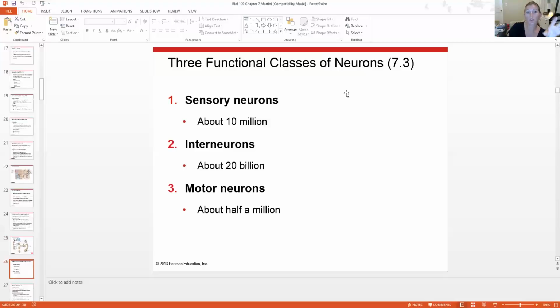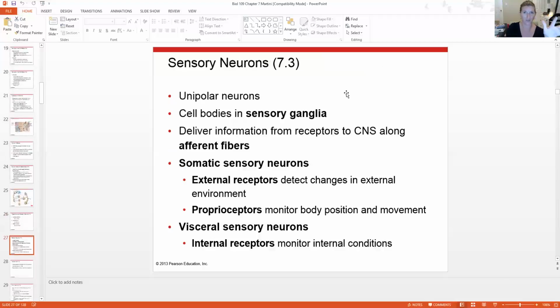So the majority of our cells are interneurons, about 20 billion interneurons compared to 10 million sensory and 500,000 motor. So you don't have to know numbers. It's just to give you a perspective here. Our sensory neurons are unipolar. So they have cell bodies in what's called a sensory ganglia. All the cell bodies are usually clustered right around each other, protected by those special cells.